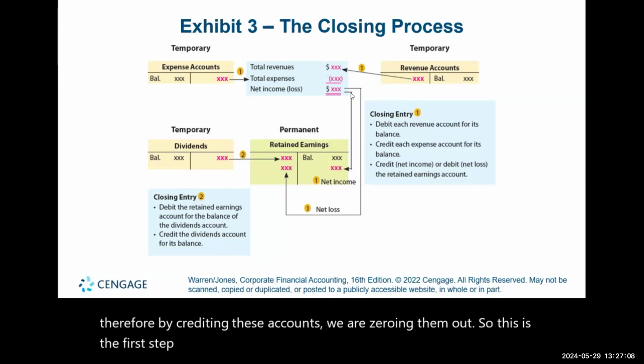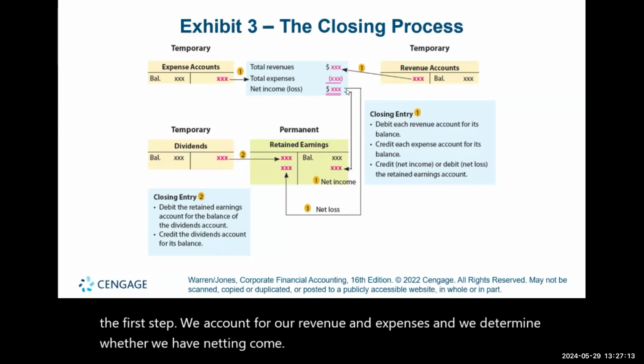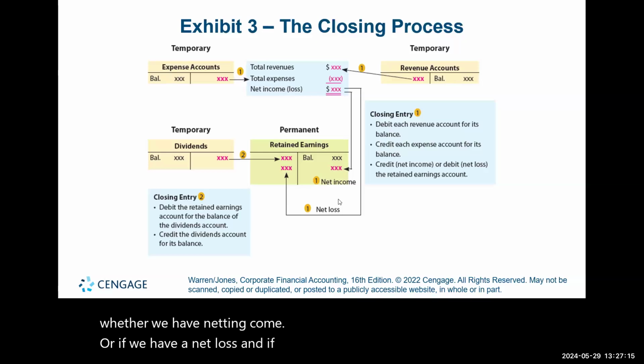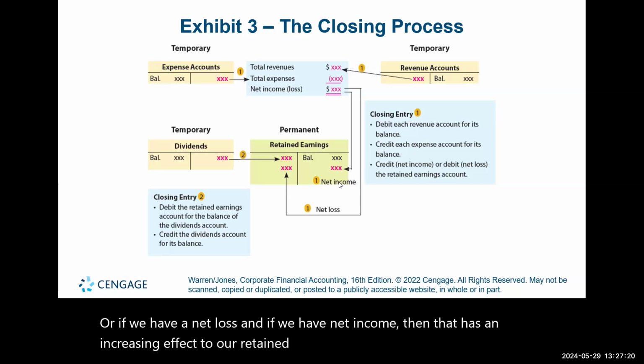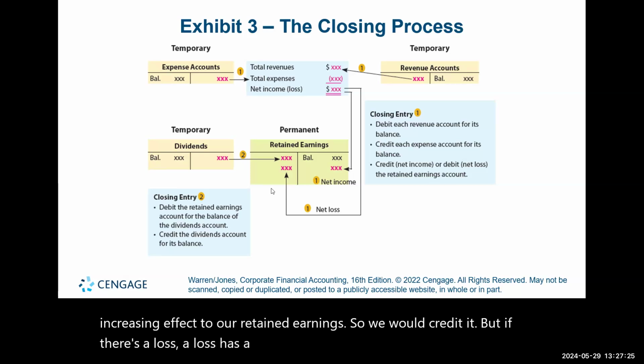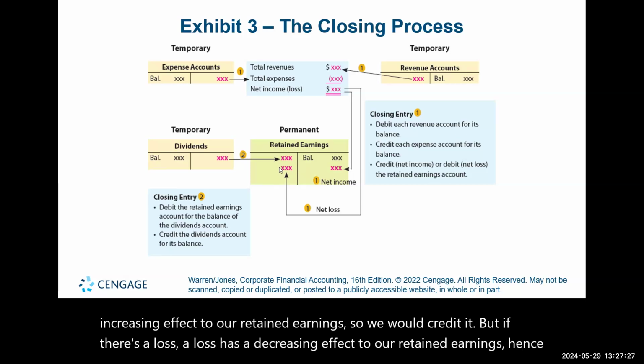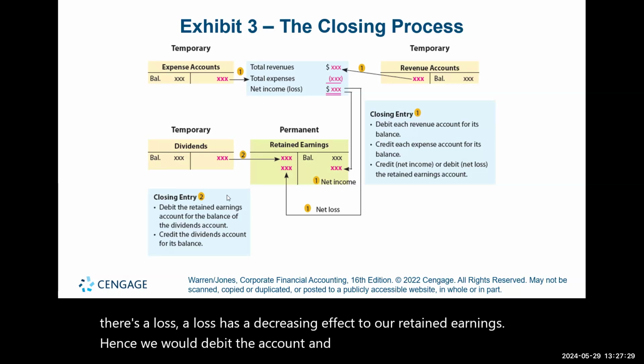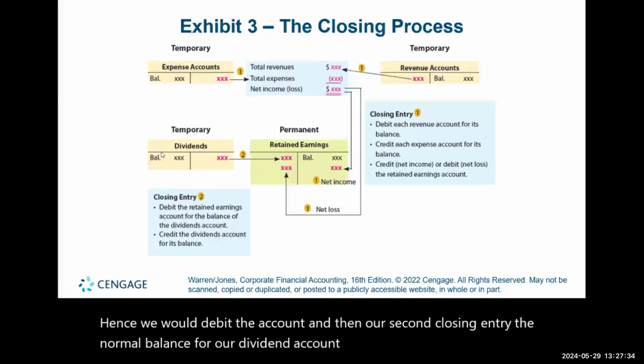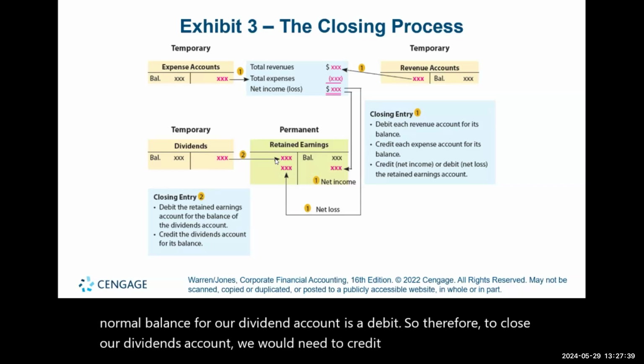We account for our revenue and expenses, and we determine whether we have net income or a net loss. If we have net income, then that has an increasing effect on our retained earnings, so we would credit it. But if there's a loss, it has a decreasing effect on our retained earnings, hence we would debit the account. Then our second closing entry: the normal balance for our dividends account is a debit. Therefore, to close our dividends account, we would credit it and debit our retained earnings balance.